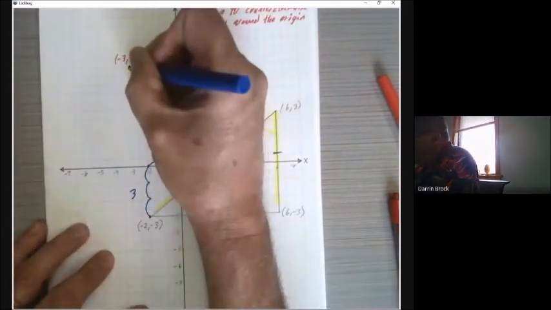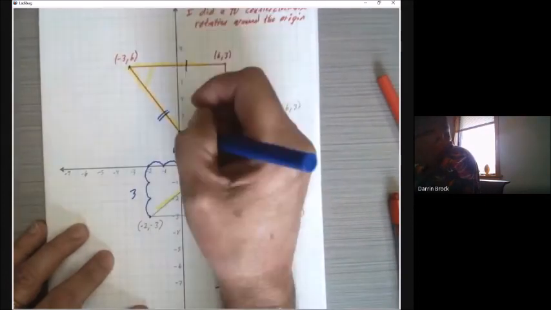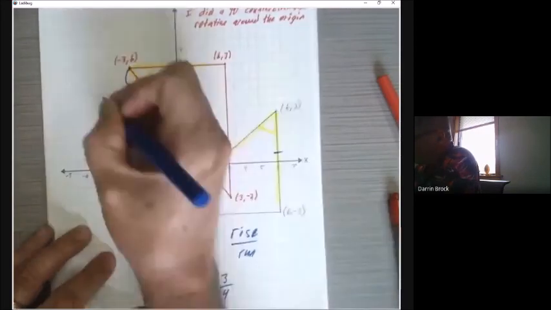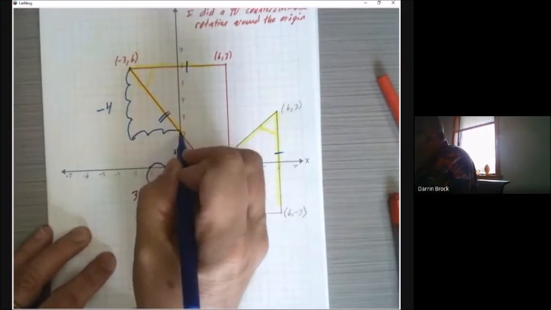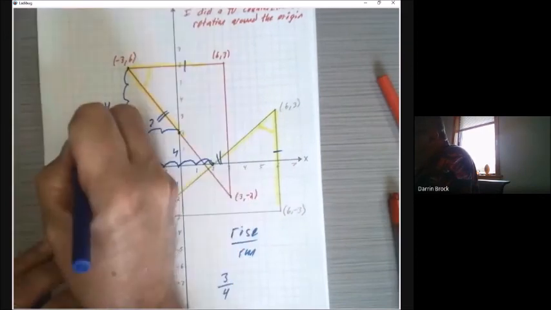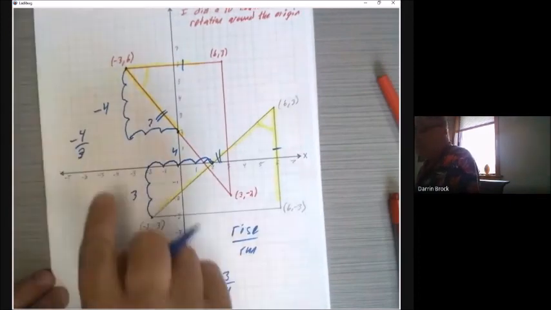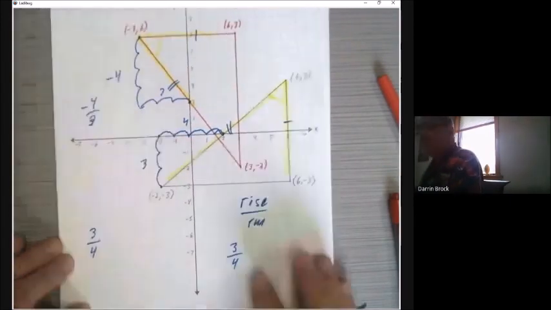The rise is negative this time. It's going down. It starts at 6 and goes down to 2, which means it goes down 1, 2, 3, 4. So it went down 4, and then it went over 1, 2, 3. So the slope is -4/3. Well, 3/4 and -4/3. 3/4 was the original slope.